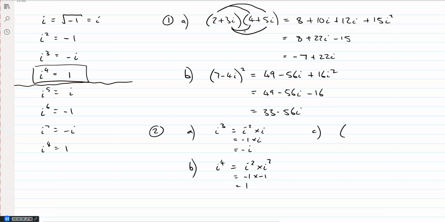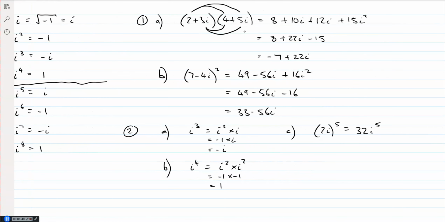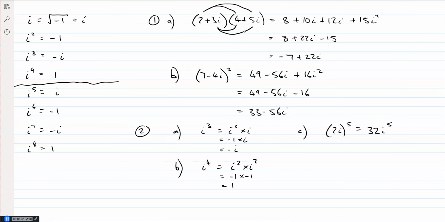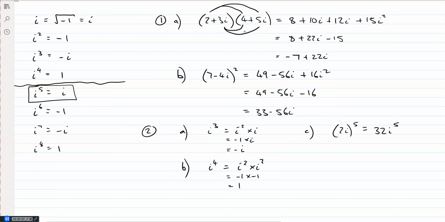And part C, we've got 2i to the power of 5. So remember, when we raise it to a power like this, both bits get raised, so you get 2 to the power of 5, which is 32, and i to the power of 5. And again, we've got this written on the left hand side, i to the 5 equals i here. If you haven't got that written out next to it, you won't have.